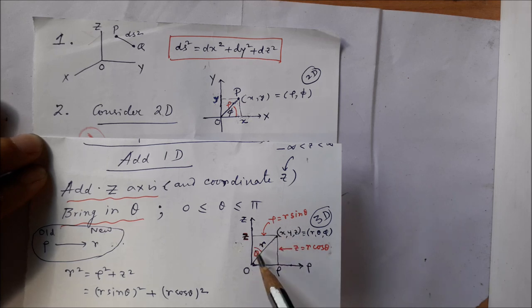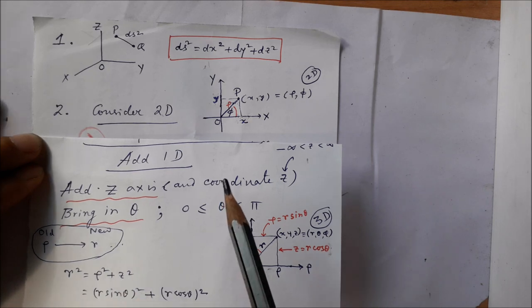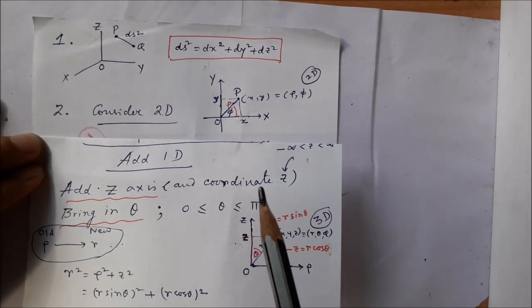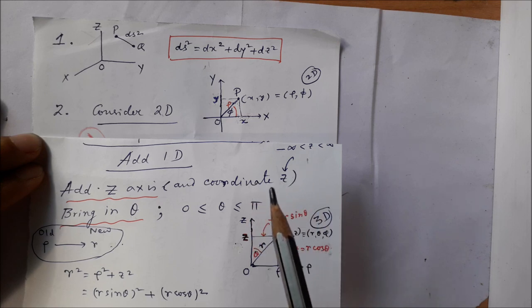And this new resultant r is connected to rho and z through this equation: r squared equal to rho squared plus z squared. We can find the metric ds squared in two ways. One is by brute force, using differentiation and a bit of calculation, as we shall do now.